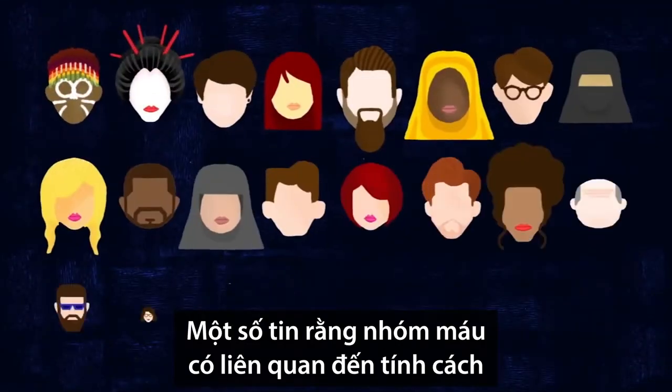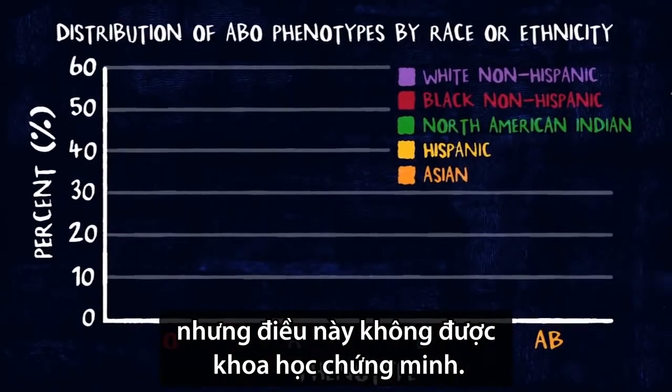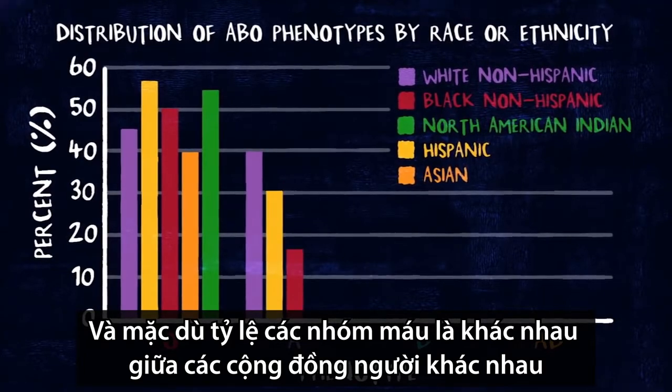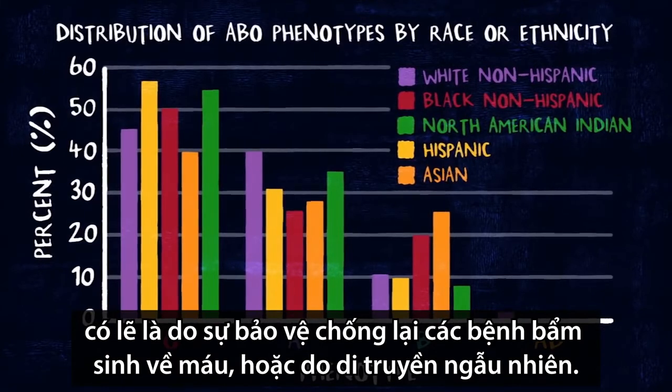Some cultures believe blood type to be associated with personality, though this is not supported by science. And though the proportions of different blood types vary between human populations, scientists aren't sure why they evolved, perhaps as protection against blood-borne diseases, or due to random genetic drift.